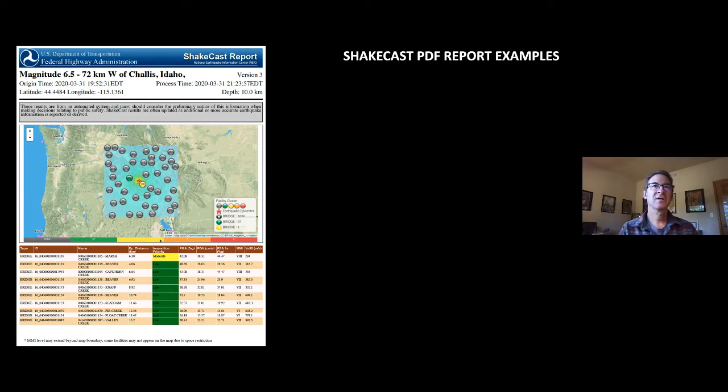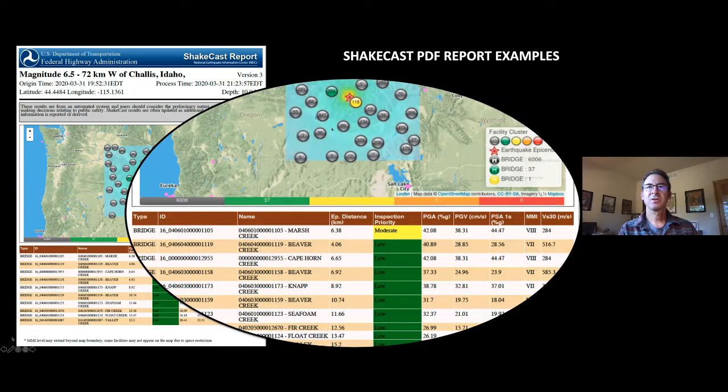This is a different earthquake in a different region. This is Idaho, magnitude 6.5, but a fairly remote area, so there were a few bridges. But in general, that report provides a lot of information about the inspection priority, the distance to the epicenter, the acceleration, velocity, and spectral acceleration, intensity, and other information that the user wants on that report. And along with this report, they also get spreadsheets that they can bring into Excel, or they can also bring in KMLs they can bring into their GIS systems.